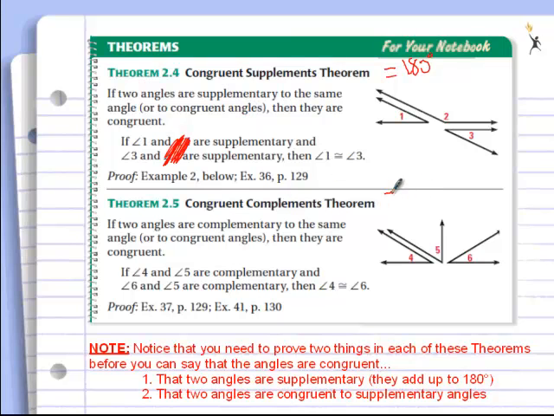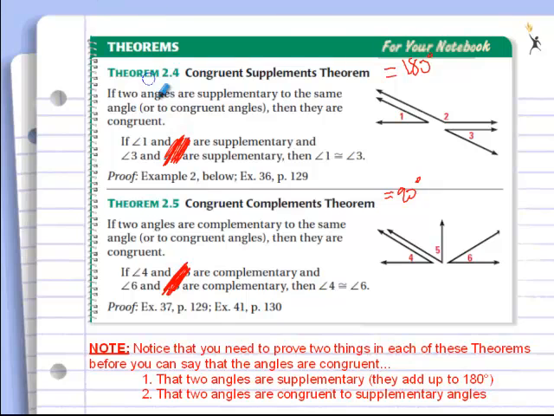The same thing applies to the complements. And remember, complementary angles are two angles that add up to 90 degrees. If two angles are complementary to the same angle, or to two congruent angles, then they are congruent. Just like if angle 4 is complementary to angle 5, and angle 6 is complementary to angle 5, we can use the transitive property to prove that angle 4 and angle 6 are congruent. But if you were to use this in a proof, notice how we have two different statements first.